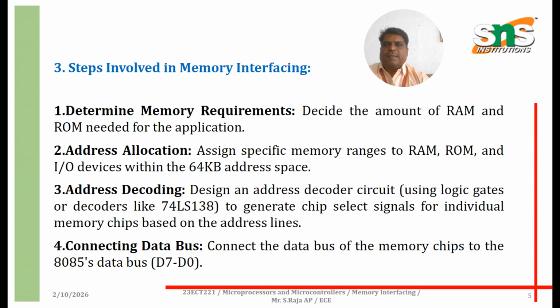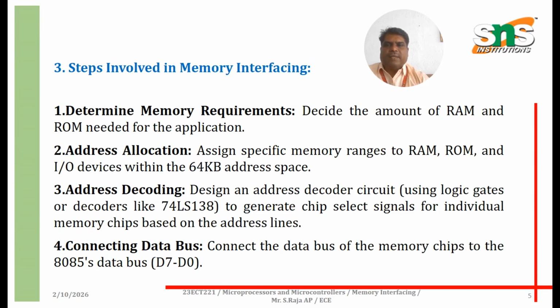The next important step is memory interfacing. First, we have to determine the memory requirements. We have to decide the amount of RAM and ROM needed for the application, so depending upon the application, the RAM and ROM size may be increased. Next is the address allocation. We can assign specific memory ranges to RAM, ROM and input-output devices within the 64 kilobyte address space.